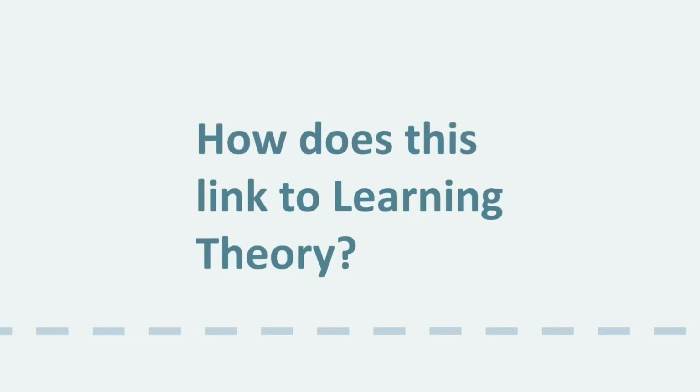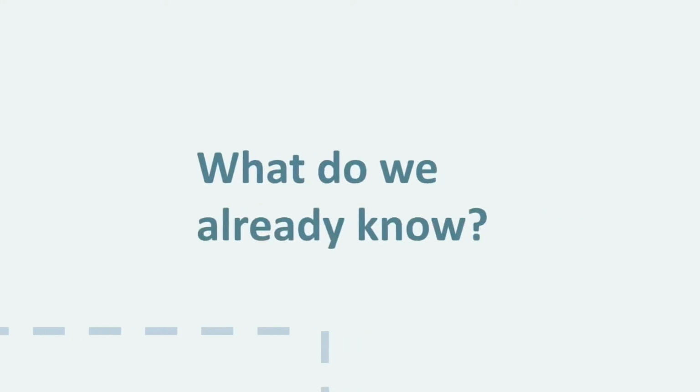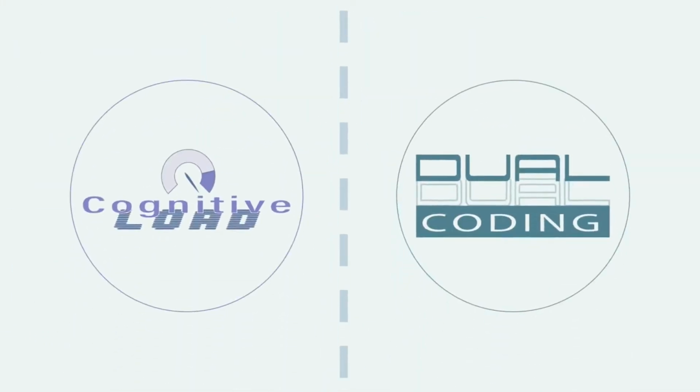So how does this actually link to learning theory? Well, before we get into that, we have to look at what we actually know first. There's two main learning theories that link to this presentation. First up is cognitive load, followed by dual coding.